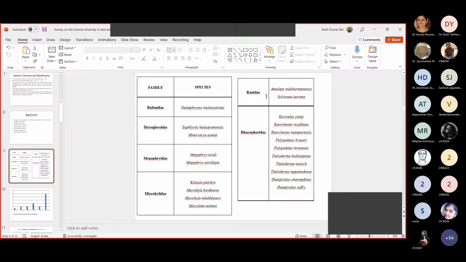And the Ranidae is represented by the Amolops indoburmanensis and the Sylvirana lacrima, and the Rhacophoridae is represented by 10 species, including the Kurixalus yangi, Orixalus, Rhacophorus, and Manipurensis, the Polypedates braveri and teraiensis, and the rare Tylototriton, Theloderma bambusicola, moloch, and the nagalandensis. We also encountered the Zhangixalus.